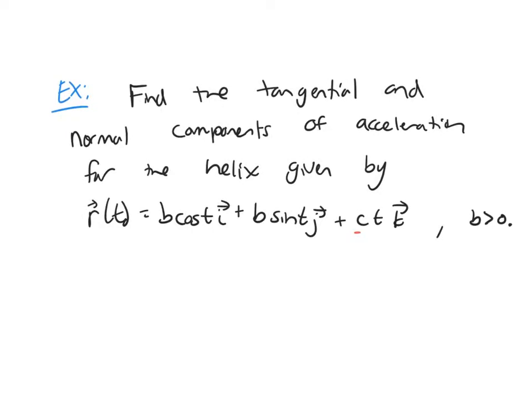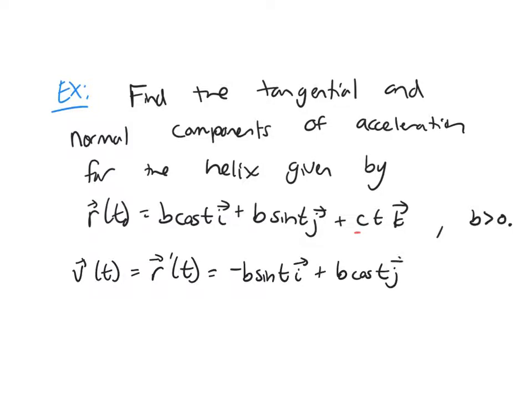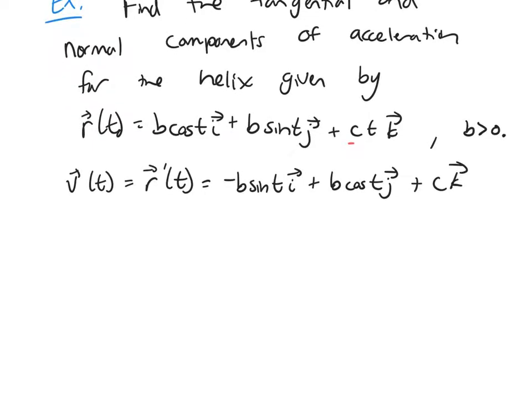So again, we're going to start by finding a few things like we did in the last problem. We're going to start by finding velocity. It's the derivative of r. So minus b sine t i plus b cosine t j plus c k. And then I'm also going to need the magnitude of the vector v. If you compute this magnitude, you're going to get the square root, and it'll end up being b squared plus c squared.